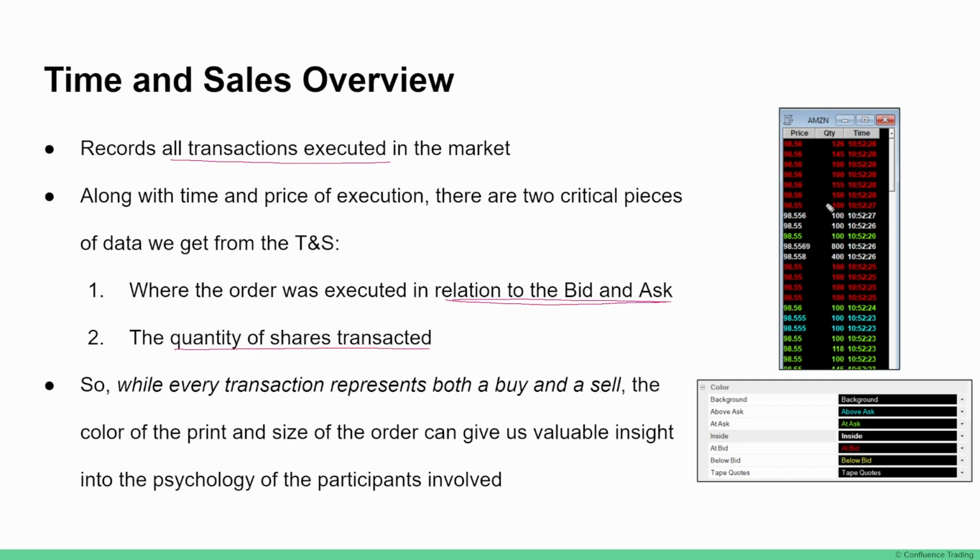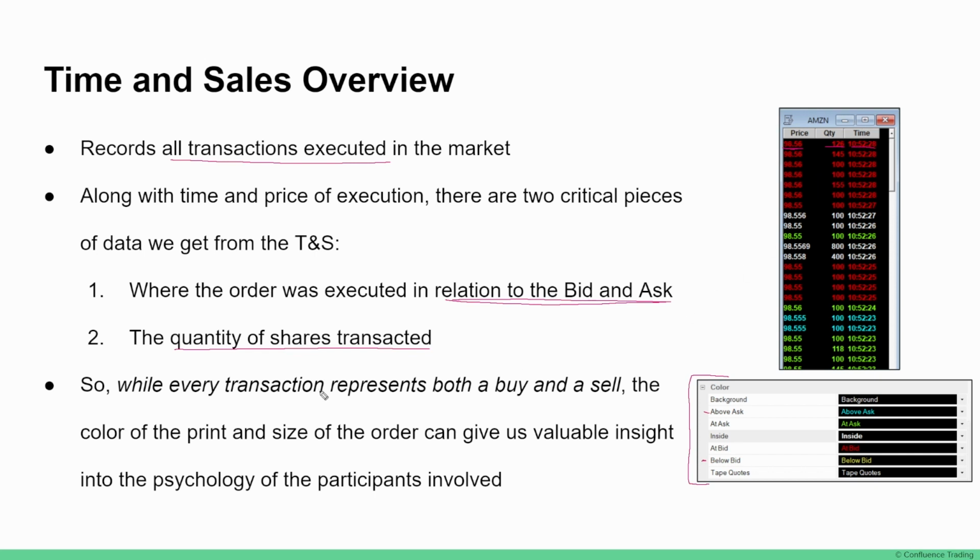So over here to the right, you can see an example of my time and sales window. And then down here is my configuration settings. So you can see that for orders that print above the ask, I color them blue, at the ask is green, inside the bid-ask spread is white, at the bid is red, and below the bid is this yellow color. So if you look up here, you can see that we executed at the bid an order at 98.56 for 126 lots, so this would be 1,260 shares at 10.52. So that's how you would read and interpret this window.